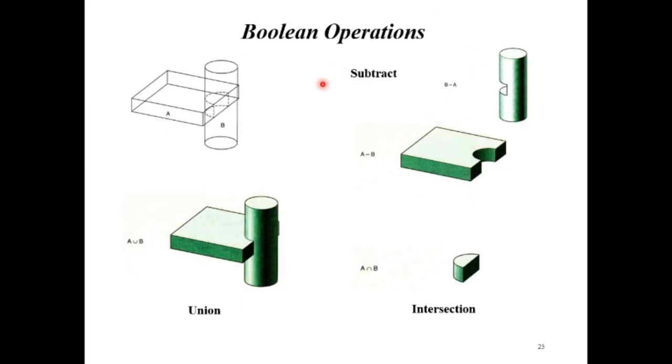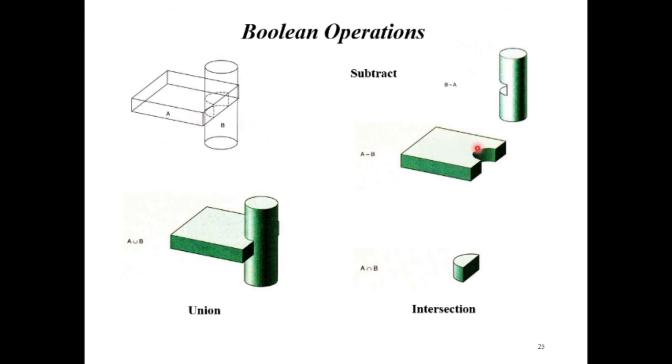And what are Boolean operations? So this rectangle is primitive solid 1, and this cylinder is primitive solid 2. Boolean operations are nothing but union, intersection, and subtraction. So when getting subtraction, consider this as A and this as B. From this cylinder object, subtract this rectangular object, and we get a subtracted portion in this cylinder. In the case of A minus B, from A subtract the B portion.